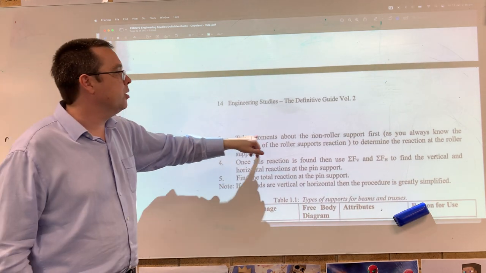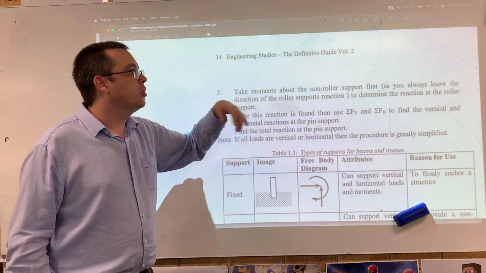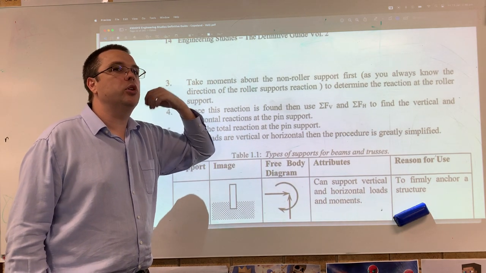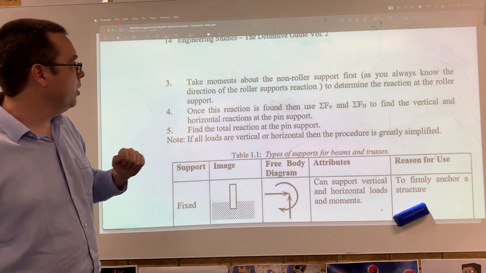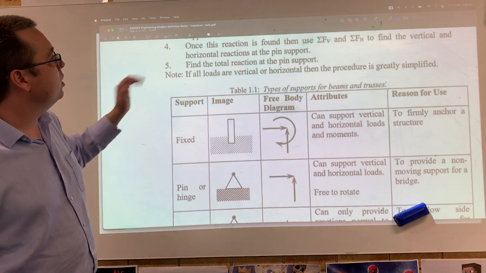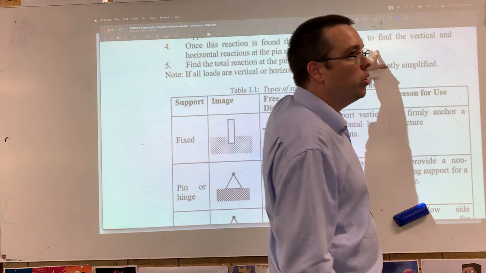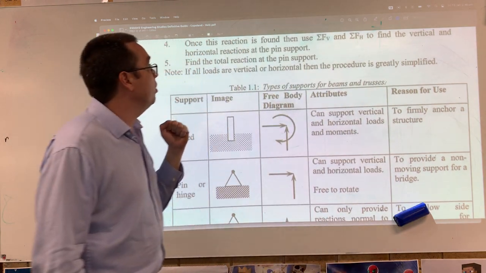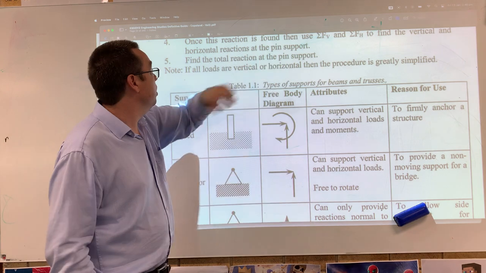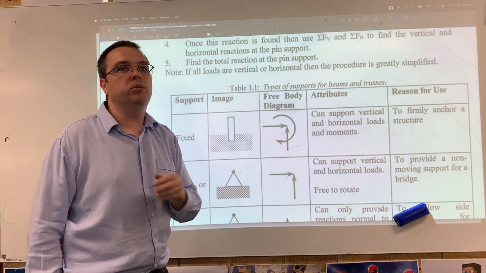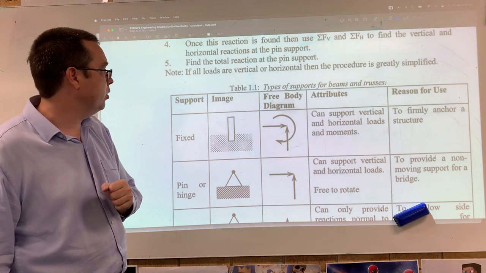We're going to take moments about the non-roller, because the roller is simple. So we're going to measure everything from the non-roller, right? If we keep going. Once we've found that reaction, we're going to use the sum of the forces vertically and the sum of the forces horizontally to find the pin, the non-roller. Then we're going to find the total reaction of the pin by using trigonometry and Pythagoras' theorem.